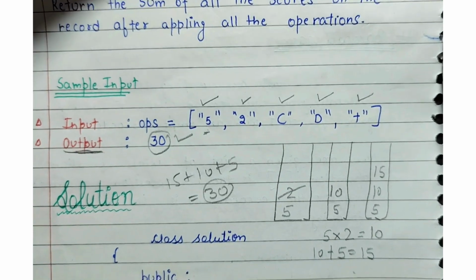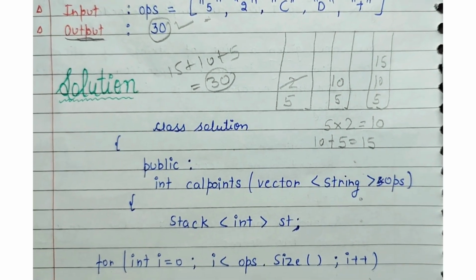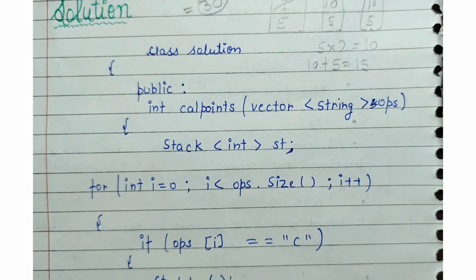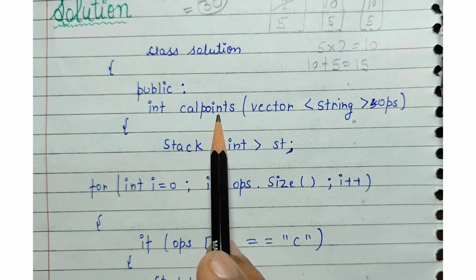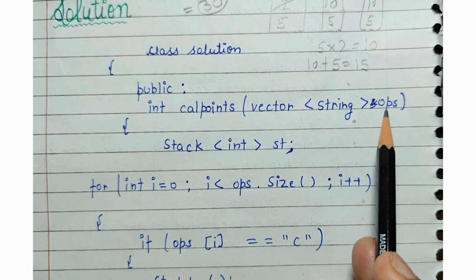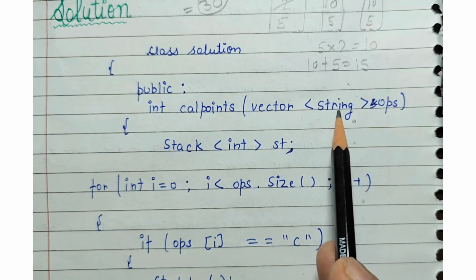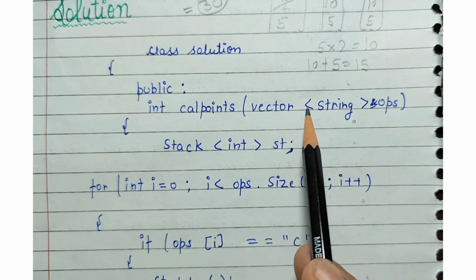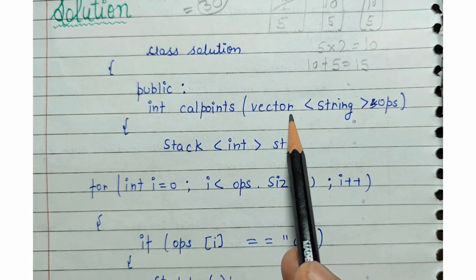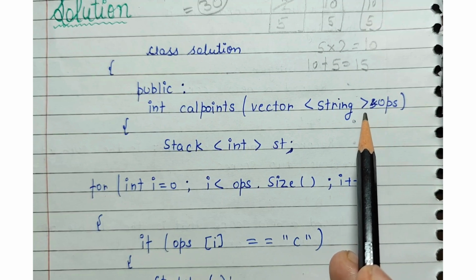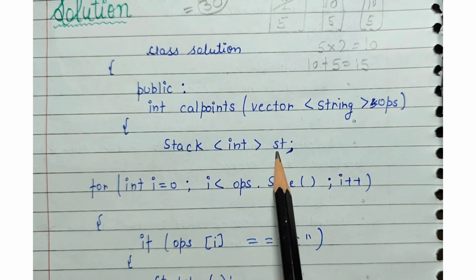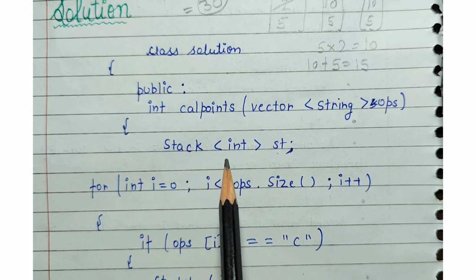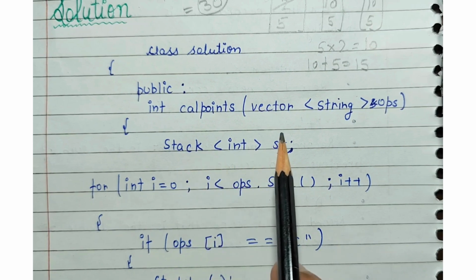Okay, so with the help of stack we can easily solve this problem. In this problem we have to complete this calculate point function, and operation is given to us in the form of vector. Now vector is just a dynamic array, you can consider a vector as an array. So first I create a stack variable. Here I am using the standard template library of C++ language.